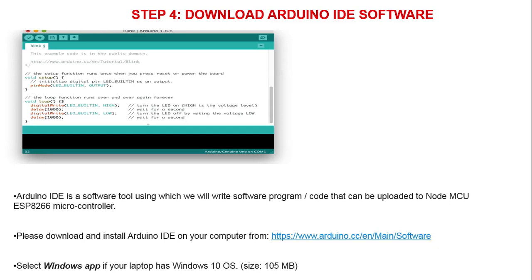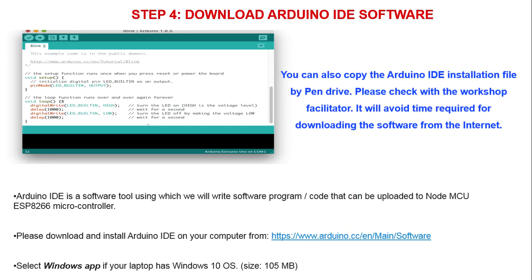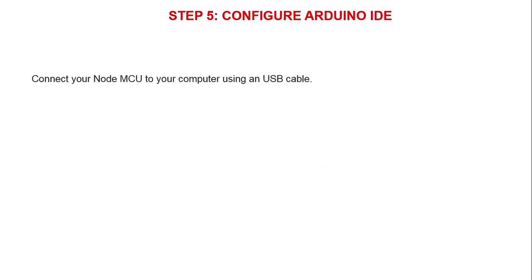Select the Windows application. If your laptop is Windows 10, we have to download that particular Windows software. If it is Linux based or Mac, different options are available, and you can download them through your web browser itself. You can also copy the Arduino IDE installation file by pen drive itself. Please check with the facilitator, who will provide such software.